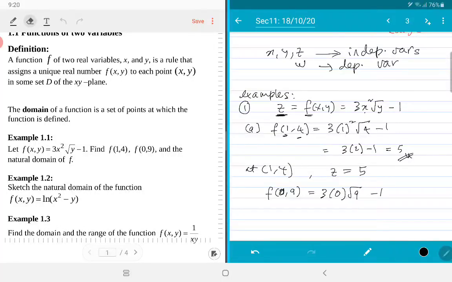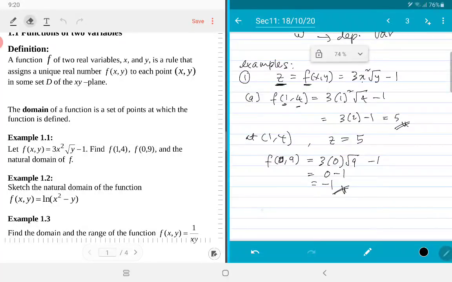So we have 3 times 0 times the square root of 9 minus 1, so that will give us negative 1. Okay, so what it says here is at (0, 9), you can say z, you can say f, is equal to negative 1. So it has a unique value. Alright, now that's easy peasy.